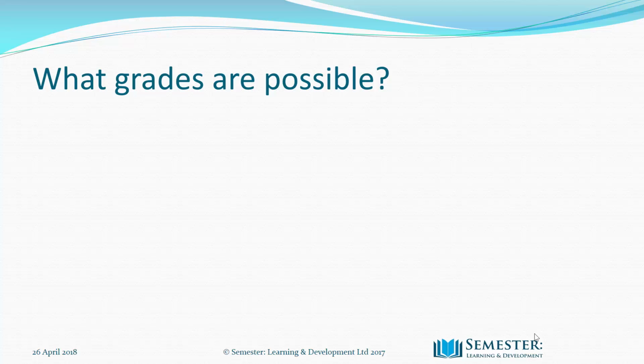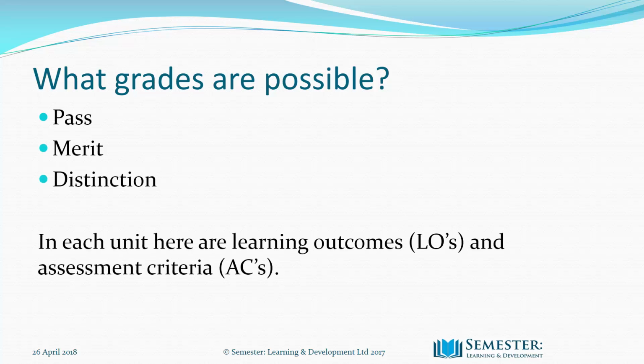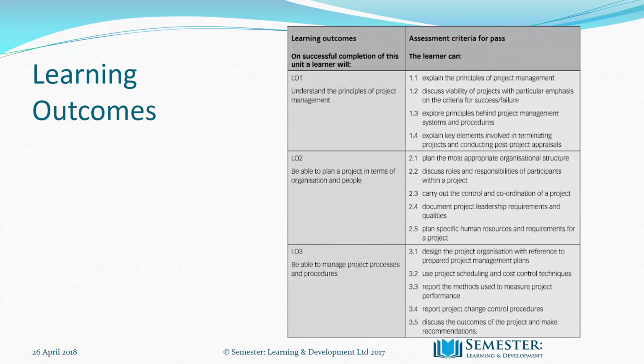This unit, like most other units, has a variety of grades. You can achieve a pass, a merit, or a distinction. The criteria for this unit are arranged into a series of 3 learning outcomes, each of which contains assessment criteria. Looking at these learning outcomes, you can see that in this unit it's broken down into 3 primary areas. The 3 assignments mainly fit to these 3 learning outcomes. The first is about understanding the principles of project management. The second looks at project planning in terms of organisation and people, and the third looks at the management of project management processes and procedures.